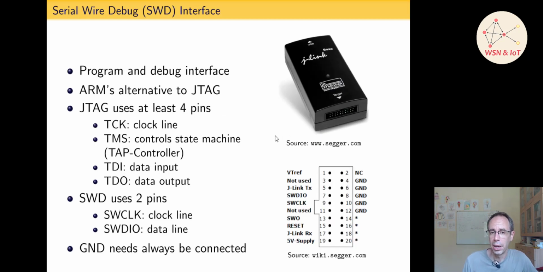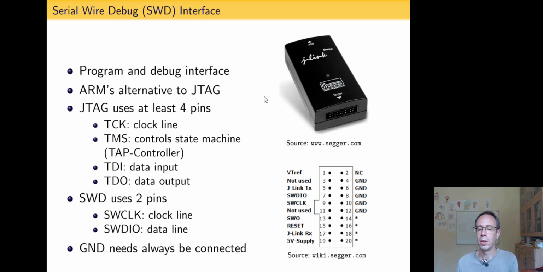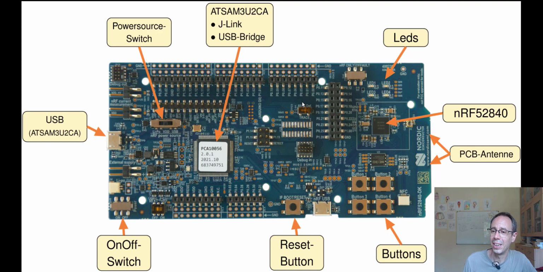Normally for programming an ARM microcontroller we need a programmer or debugger, using the serial wire debug interface. You see here a J-Link interface. It's using two pins, a clock line and a data line, and ground has to be connected. JTAG, what we normally use for AVR microcontrollers, uses 4 pins. Two pins of course is more comfortable. But we don't need an external one because we are using a developer kit where this is already integrated.